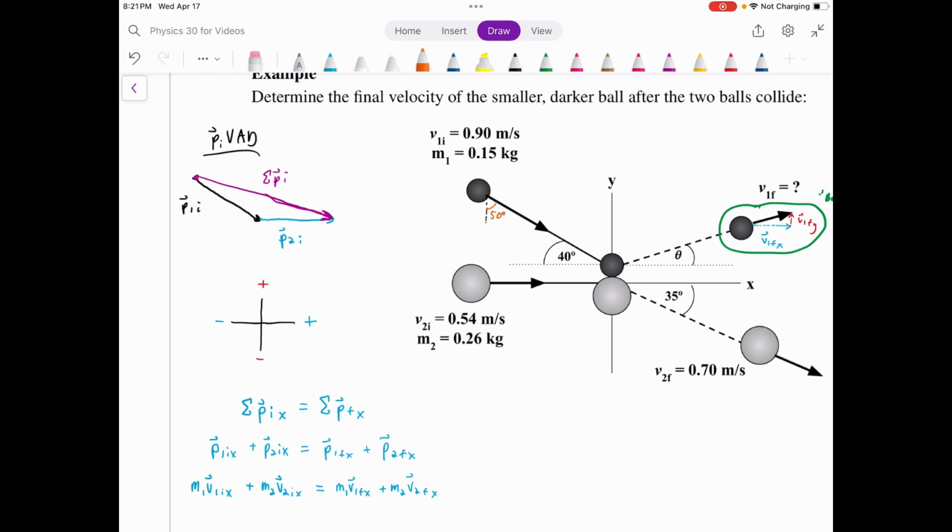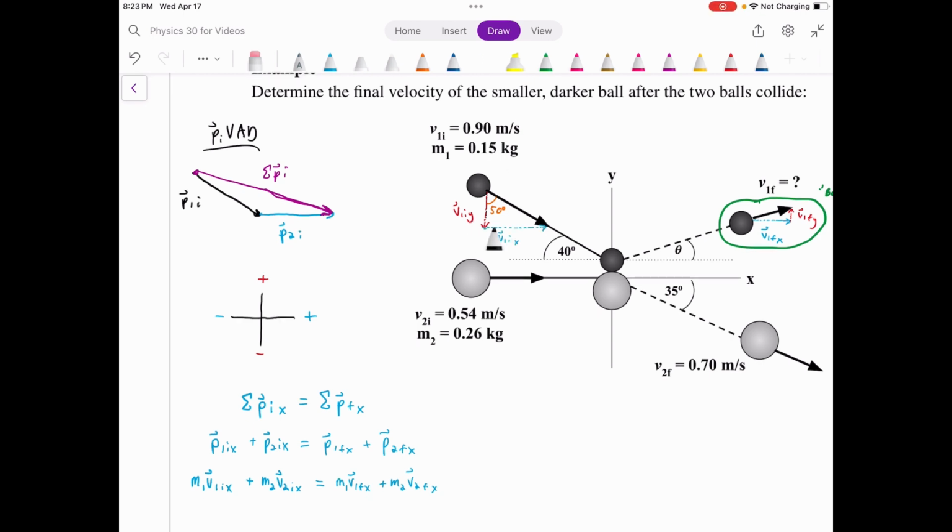So now we know that angle's 50. Let's just draw in the y component of that velocity. It's downward, right? So that's v1 initial y. And the x component is to the right, like that. And they've told us that the actual velocity itself, this velocity at an angle here, is 0.90 meters per second, okay? So look at this.